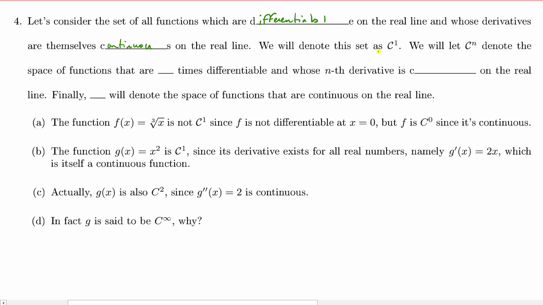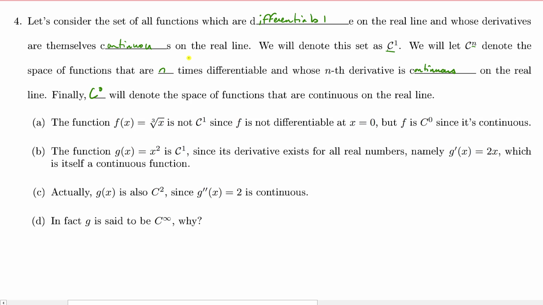So we're going to denote this space of functions. Of all the functions out there, the ones that are differentiable and whose derivatives are continuous, we're going to call C1. Okay. Likewise, we'll let Cn denote the space of all functions that are, first of all, n times differentiable and whose nth derivative is continuous on the real line. Finally, we're going to use the notation C0 to denote the space of all functions that are just continuous on the real line.